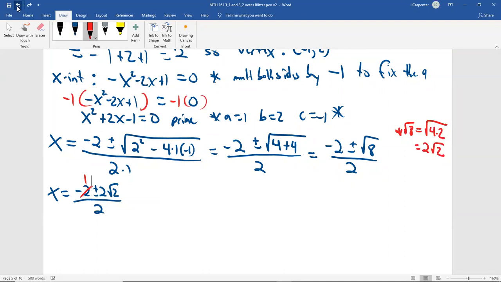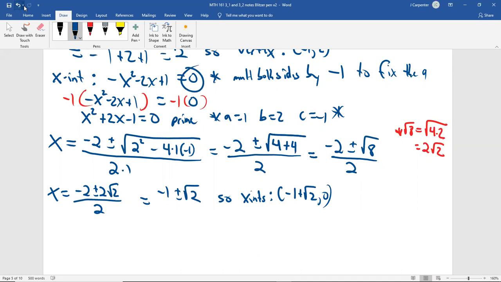I said I don't like leaving the cancellation there. So that just becomes negative 1 plus or minus the square root of 2. With a 1 in the bottom, we don't need to write it. So our x-intercepts are negative 1 plus square root of 2, comma 0. Remember, the y-coordinate is 0. We plugged that in to begin with. We made the function 0. That's the y-value. And negative 1 minus square root of 2, comma 0.